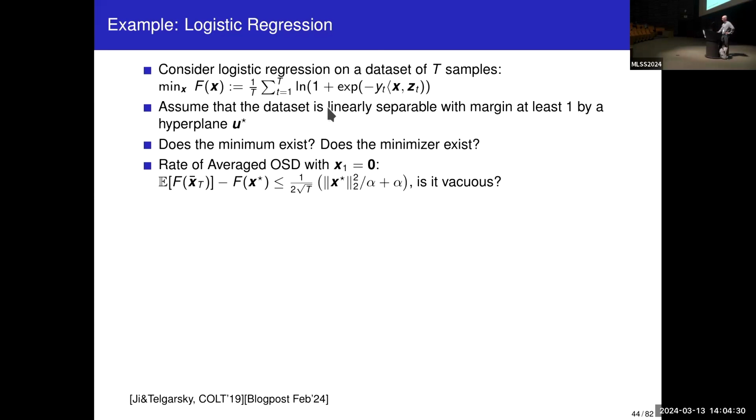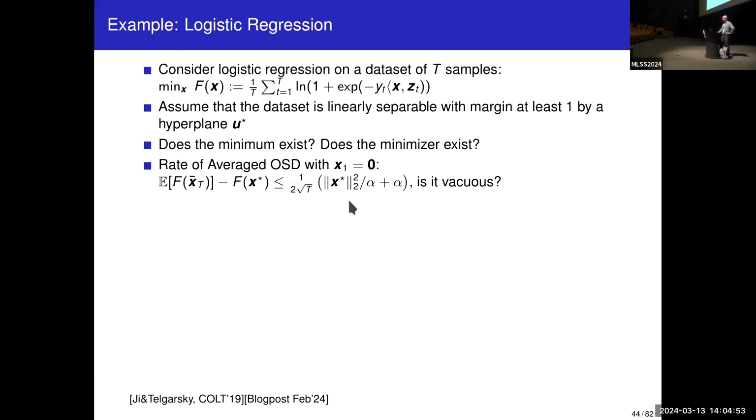And so more precisely, we assume that it's linearly separable with margin at least 1 by a hyperplane U star. So U star is not the optimal solution. Let me be clear about that. U star is just a hyperplane that is separating your data with margin 1. So if you use online subgradient descent with the averaging that I showed you before, you get this convergence rate.